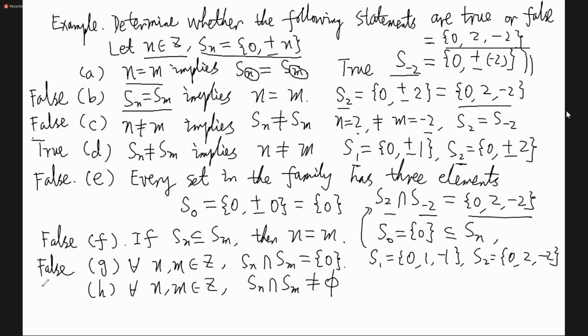Okay. So the last one, the answer is true, because for each n and m, this element 0 is always in Sn intersect Sm. For any two sets Sn and Sm, 0 is always in the intersection because 0 is contained in both sets. So of course, this implies their intersection can never be empty, because it at least contains 0, correct? All right, so this is the first problem.